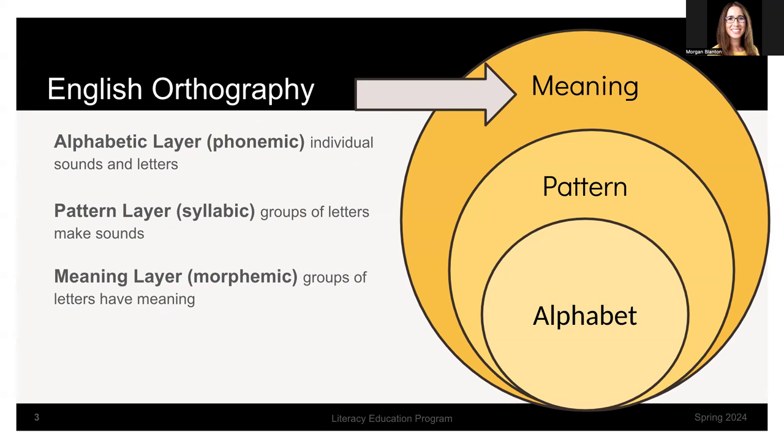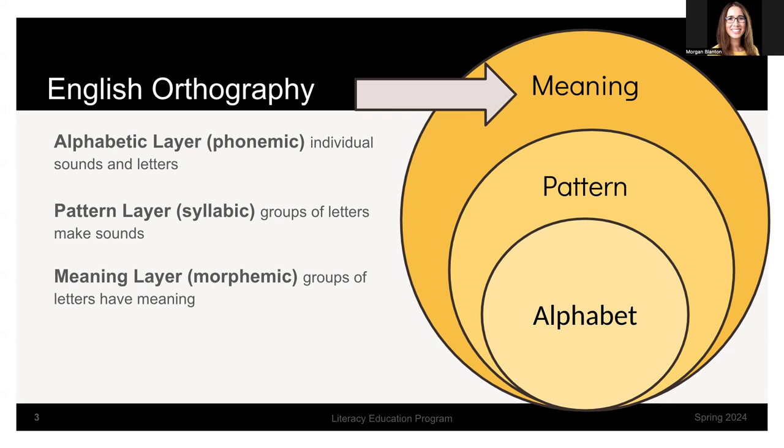So let's think about English orthography and the three layers of English orthography so that we can see where the morphemic layer fits into the bigger picture. The first layer is the alphabetic layer or the phonemic layer. That's where you focus in on individual sounds and letters. The second layer is the pattern layer, also called the syllabic layer, where you think about the groups of letters that come together to make sounds. And then the last one is the morphemic layer or the meaning layer.